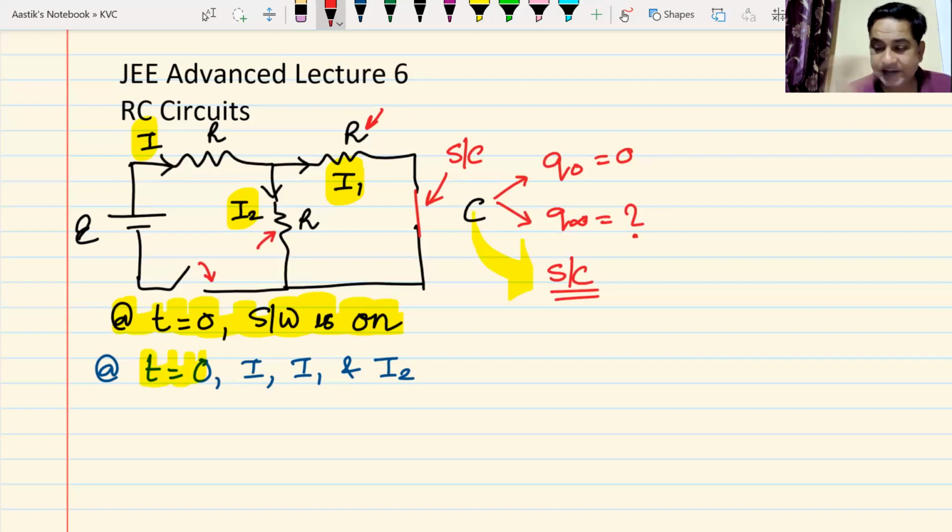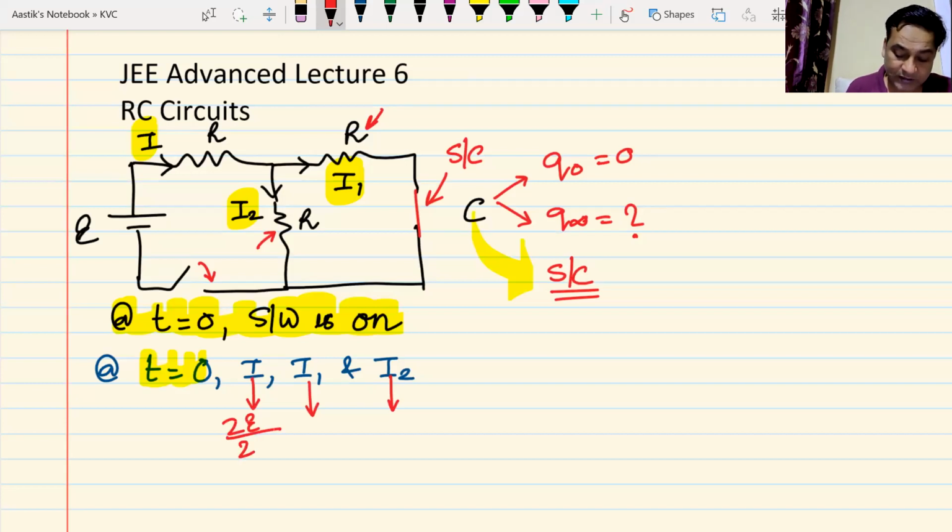Yes, sir. Now it's a simple circuit consisting of three resistors, two of which are in parallel and then they are in series. You can easily calculate the value of I1 and I2. Yes or no? What is the value of I1 and I2? Tell me fast. Effective resistance will be R by 2 plus R, that will be 3R by 2, right?